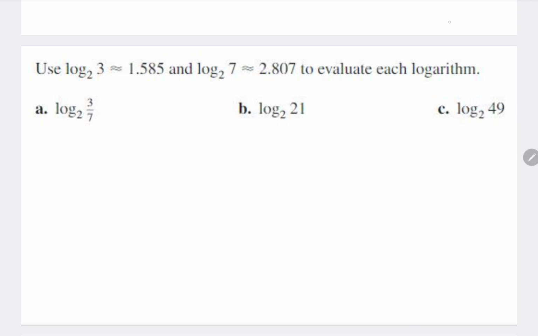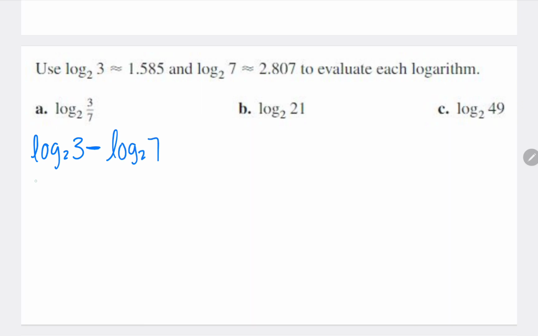The first thing we're going to do is apply these to real number examples. So if I know what log base 2 of 3 is, and I know what log base 2 of 7 is, I can find log base 2 of 3/7, because that's the quotient property. 3/7 is 3 divided by 7. So I could expand this and say that log base 2 of 3/7 is the same thing as log base 2 of 3 minus, because the quotient property is subtraction, log base 2 of 7.